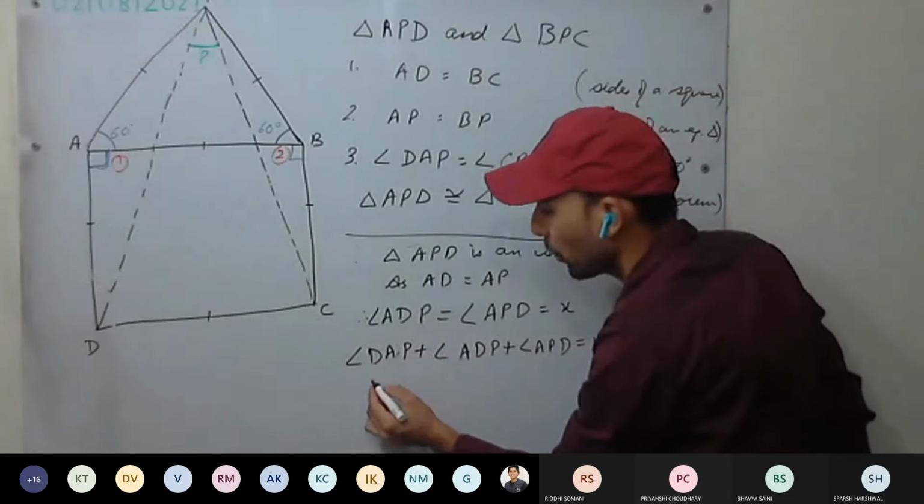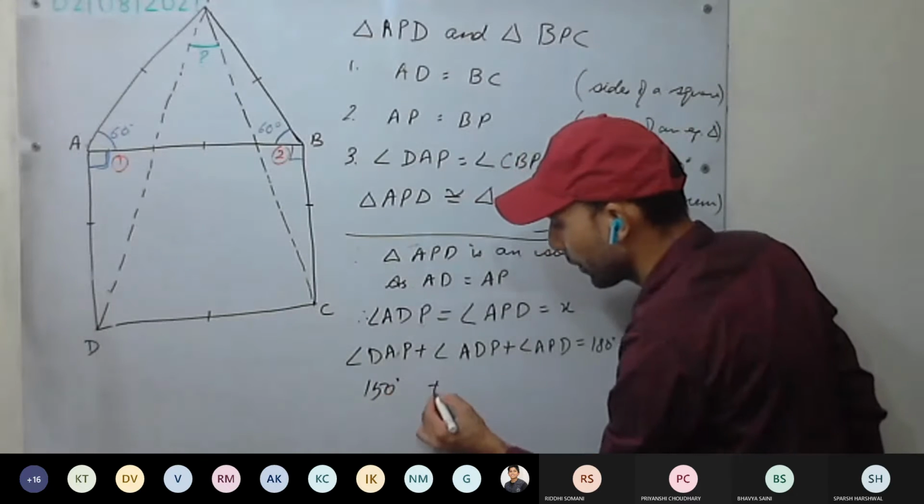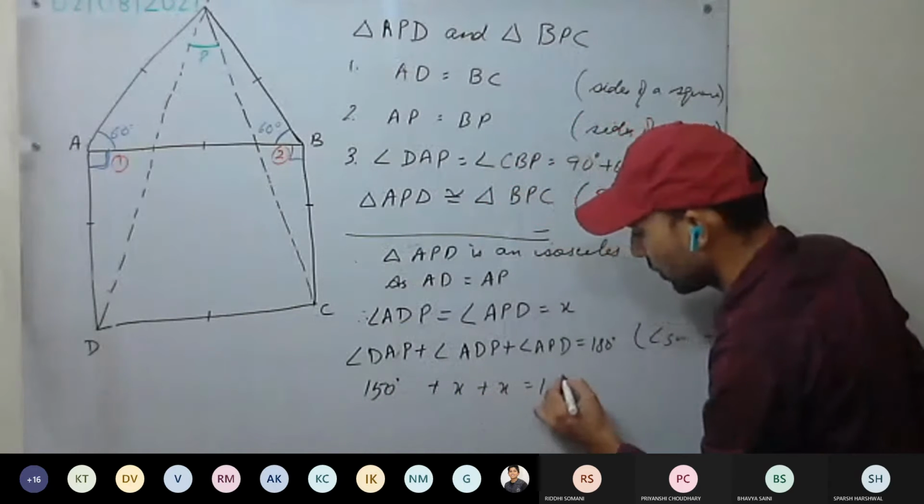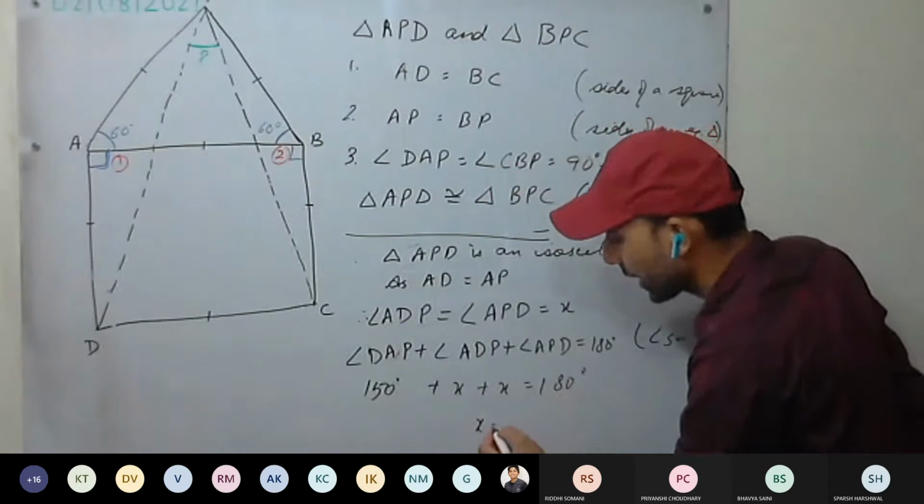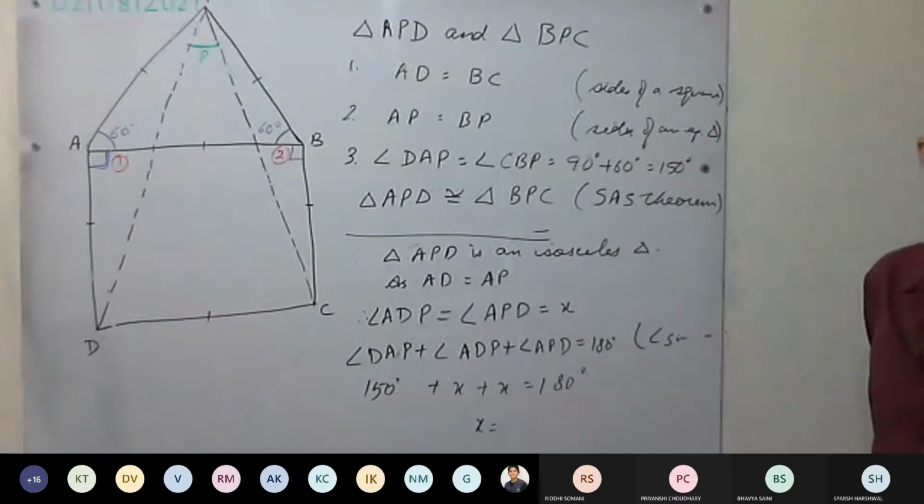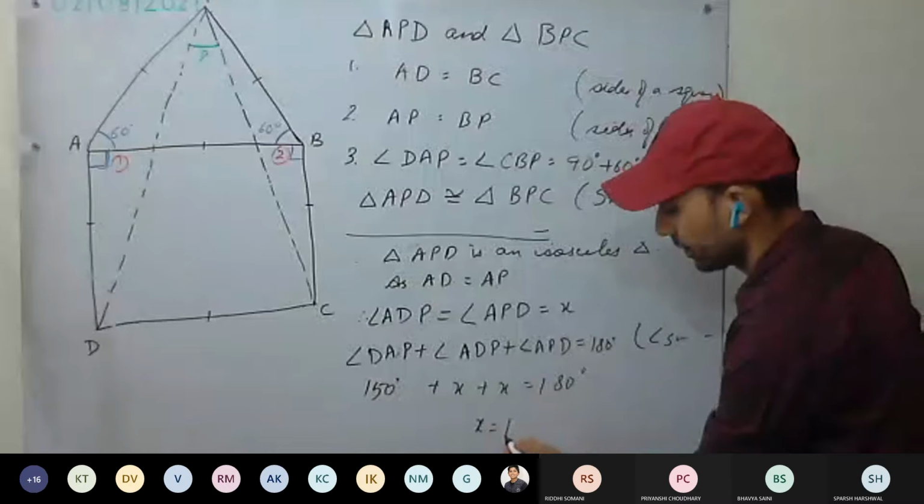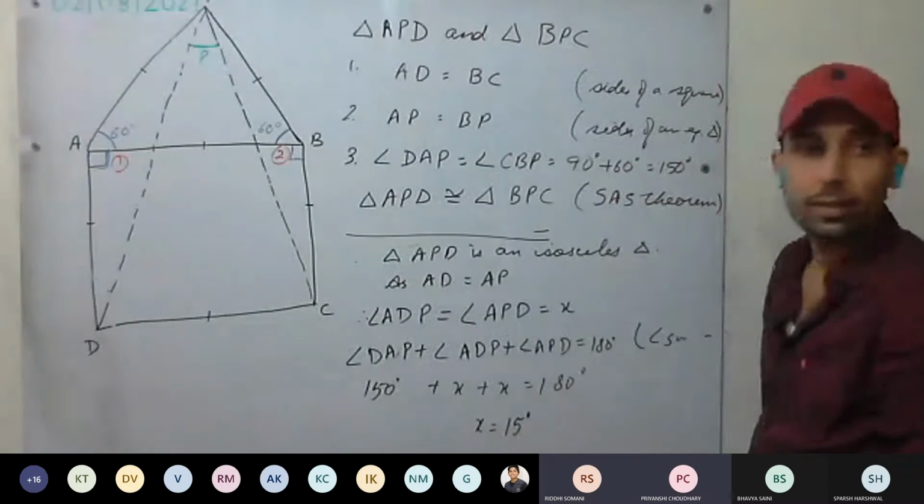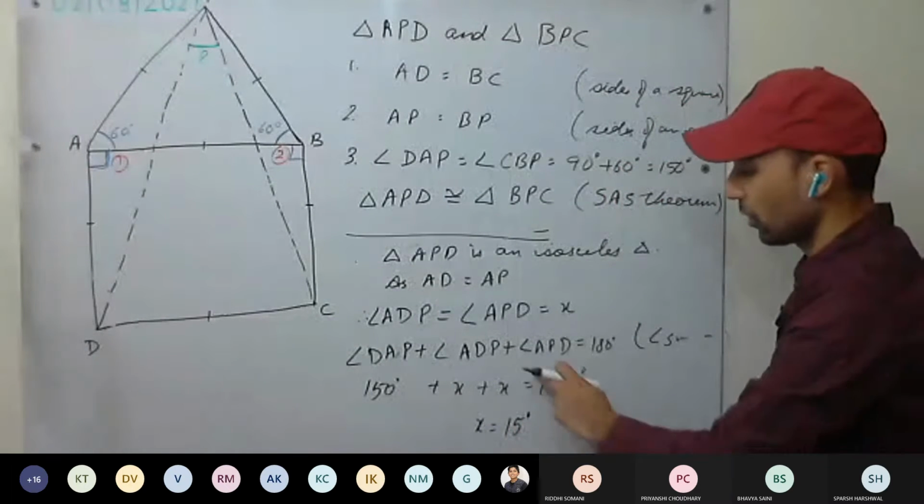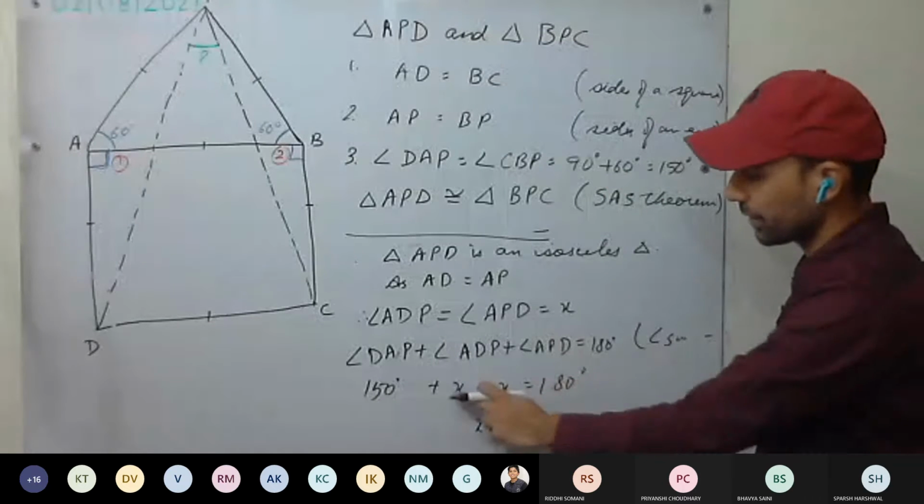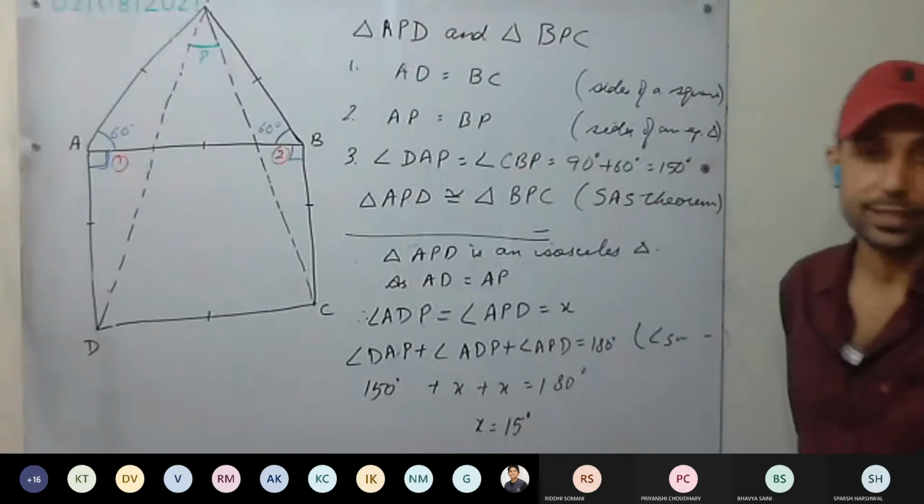How much is it? 150 degrees plus x equal to 180 degrees. Calculate x. Calculate and tell me, how much will it be? 15 degrees it will be. 180 minus 150 is 30 degrees. It is 2x, so x will be 15 degrees.